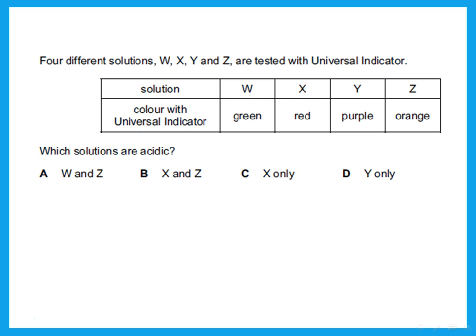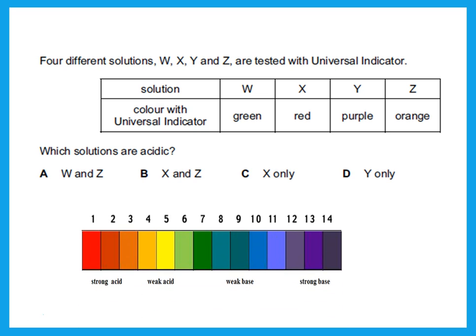So in this question, he says 4 different solutions are tested with universal indicator, and he gives me the colors that we get for each of the solutions, and he's asking which solutions are acidic. Okay, let's take a look. Well, W gave green. Do you remember what green gives? Green means it is pH 7. X is red. Red means it's what? It's acidic. So this solution is acidic.